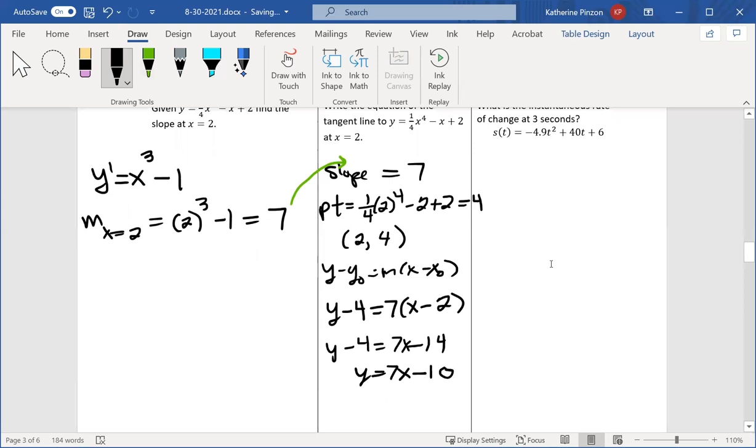What that means is if I graph this function, 1/4 x to the 4th minus x plus 2, and I graph this line, y equals 7x minus 10, then at x equals 2, they should be touching each other, and they should be going in exactly the same direction. If you graph your function and your tangent line, then at the point x equals 2, the two things should be touching and going in the same direction.